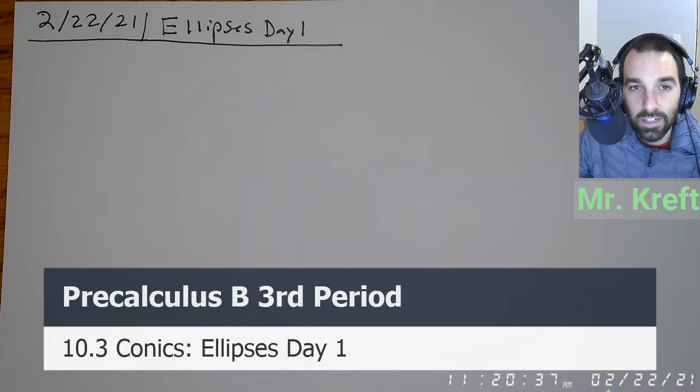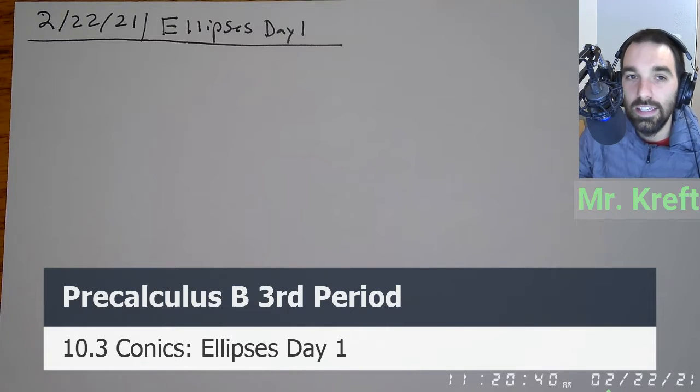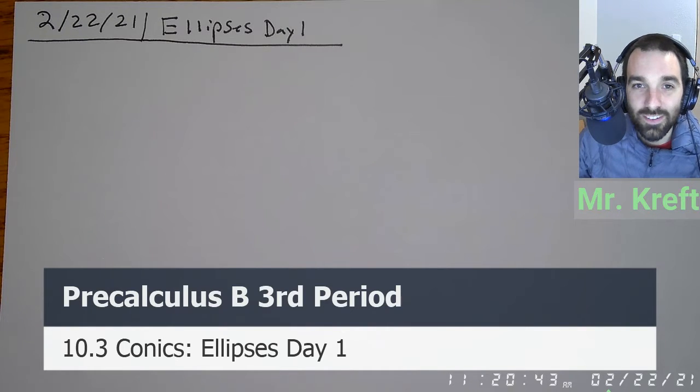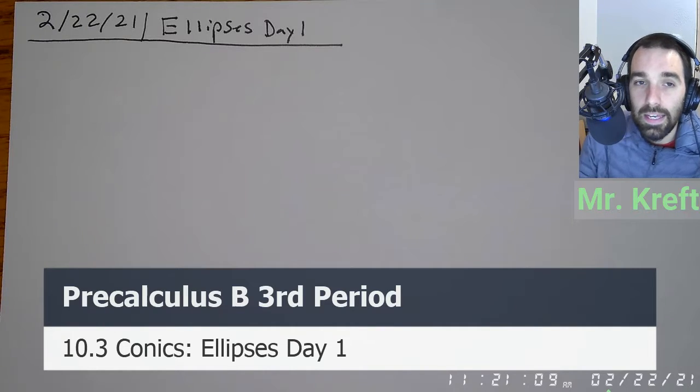Just to give everyone a heads up, please know that the end of this trimester is March 12th. That means we have just over 2 weeks left. Holy moly, 2 weeks left. So we're going to be spending 2 days on ellipses, and then 2 days on hyperbolas, and then we'll have 1 day of review before your final. I just wanted to make sure you knew that and have an idea of what that's going to look like.